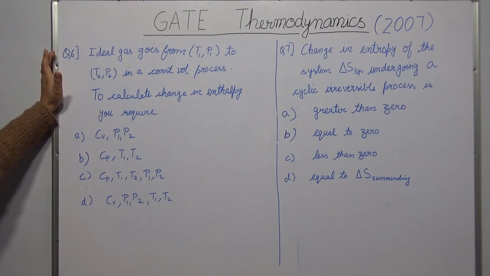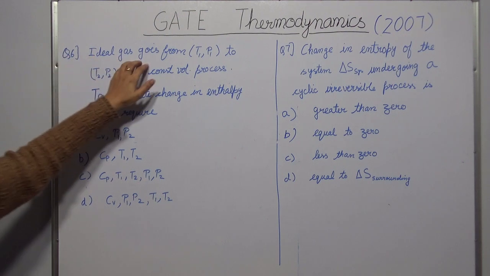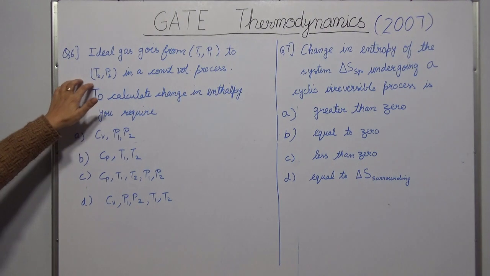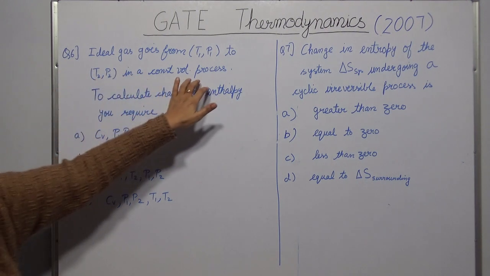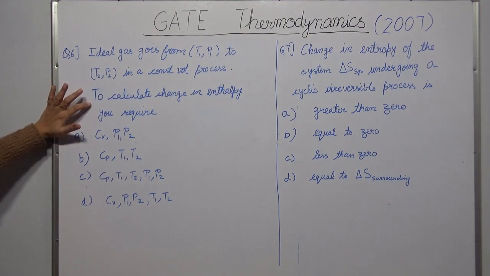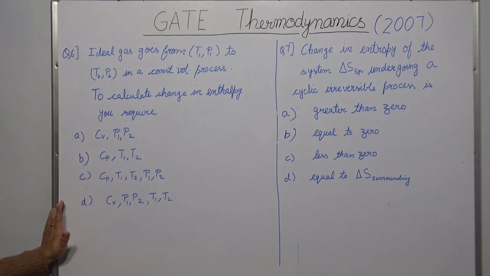The next problem is very interesting. It says that your ideal gas goes from temperature T1 and pressure P1 to final temperature T2 and pressure P2 in a constant volume process. Now, in order to calculate the change in enthalpy, what variables do you require?